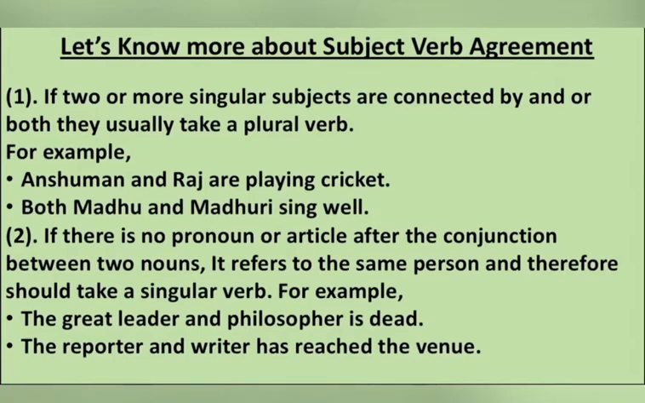Now, the next example: the reporter and writer has reached the venue. Here we are having two singular nouns, reporter and writer, and both the nouns refer to the same person and hence it takes a singular verb. Here a person who is having a profession of a reporter as well as a writer has reached the venue.